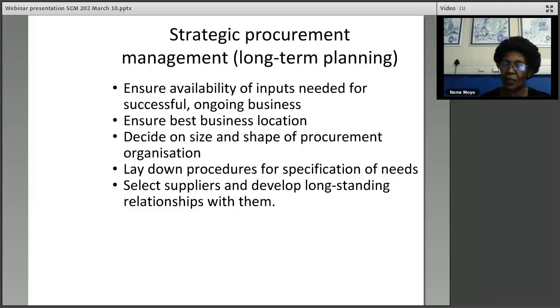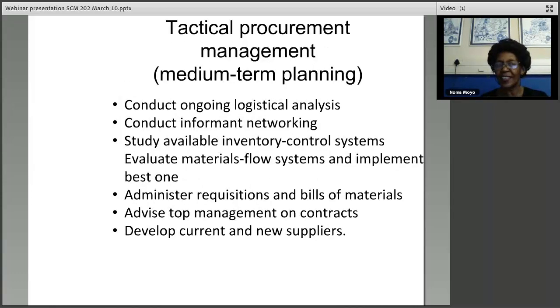It ensures availability of inputs needed for successful ongoing business. It ensures best business location, decides on size and shape of procurement organizations. It lays down procedures for specification of needs. It selects suppliers and develops long-standing relationships with them.